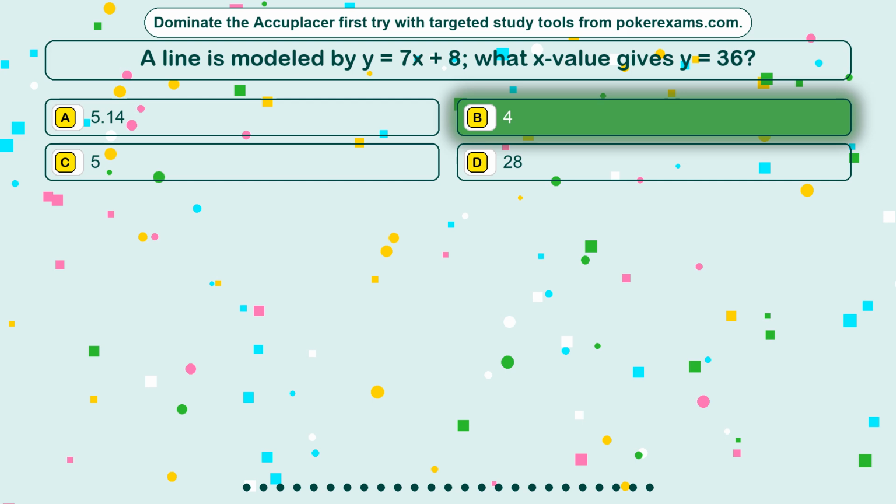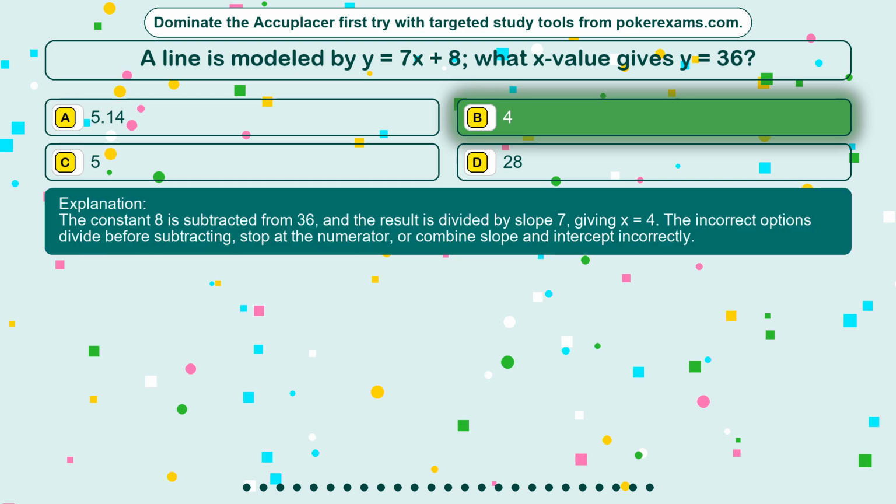The correct answer is option B, 4. The constant 8 is subtracted from 36, and the result is divided by slope 7, giving x equals 4. The incorrect options divide before subtracting, stop at the numerator, or combine slope and intercept incorrectly.